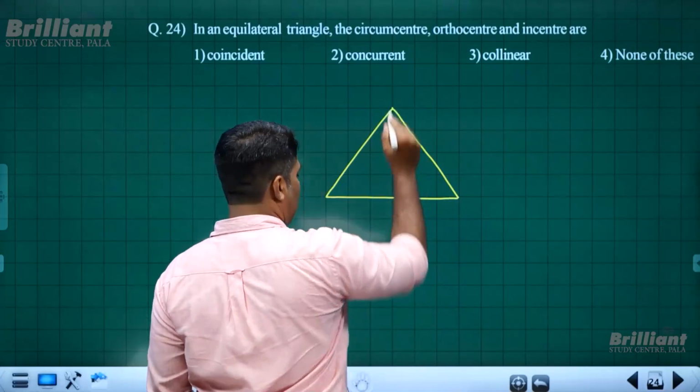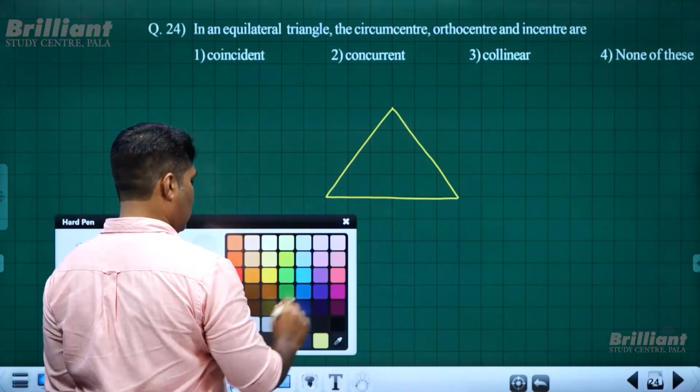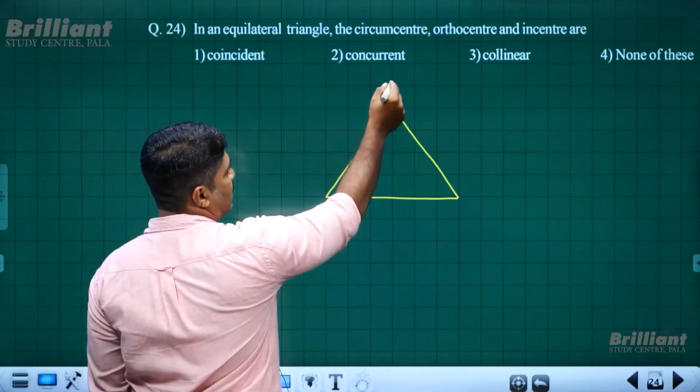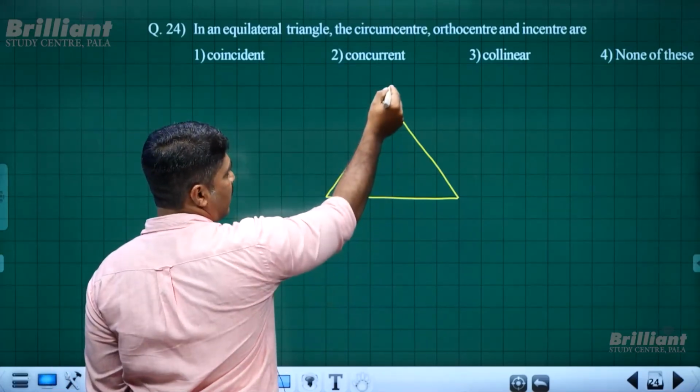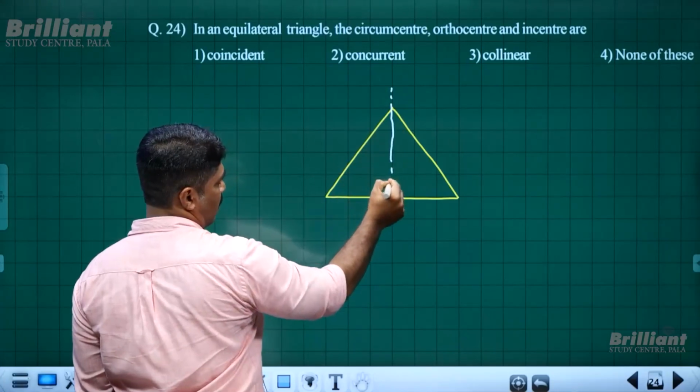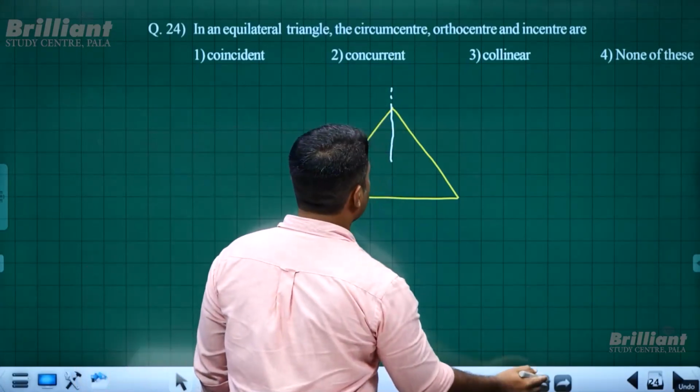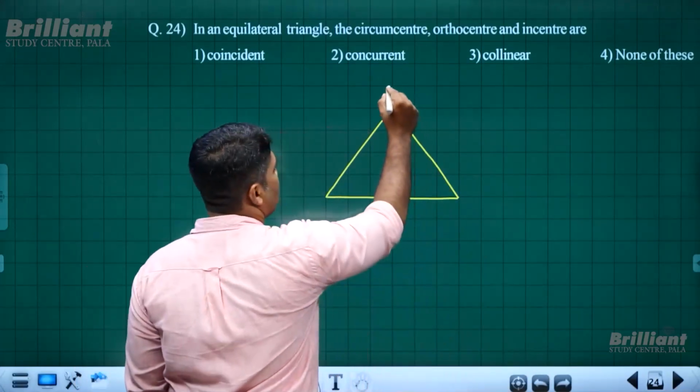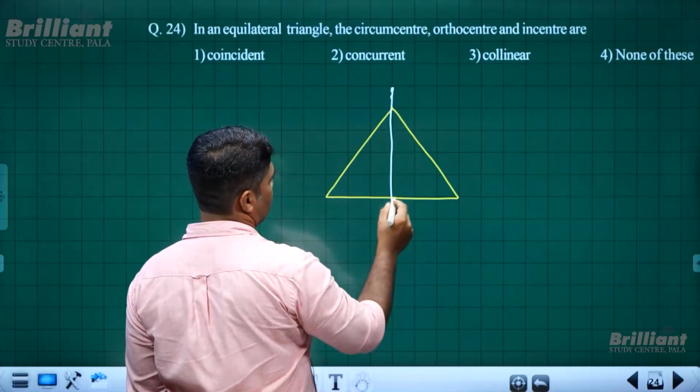Here, if you are drawing the perpendicular bisector of the sides, suppose for this side, its perpendicular bisector is like this one. So this is the perpendicular bisector.